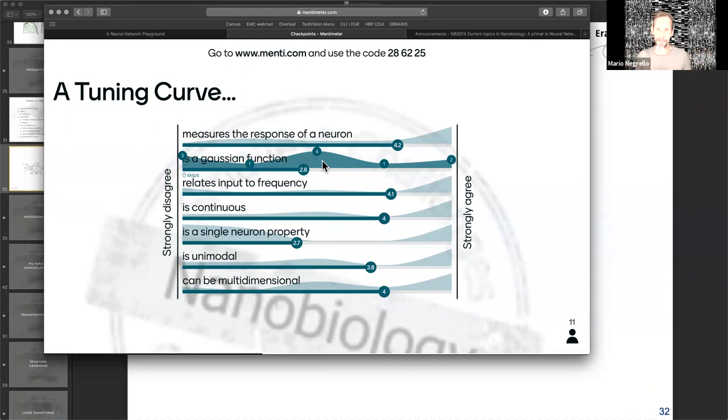And it just so happens that if you're in the right place of the brain, you will have a Gaussian-like response to those stimuli. But if you're not in the right place of the brain, it might very well be that it's not Gaussian. It can be any function, really. Since you're measuring the activity of the neuron upon repeated presentations of a stimulus, it might very well be that it's not even unimodal, that it doesn't have a single peak. It might have actually two peaks.